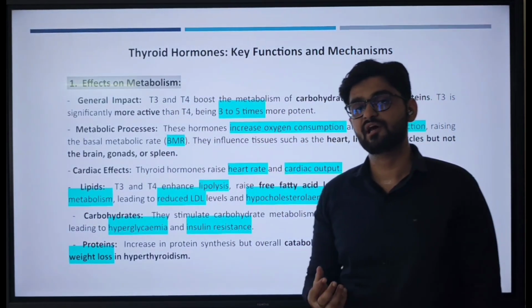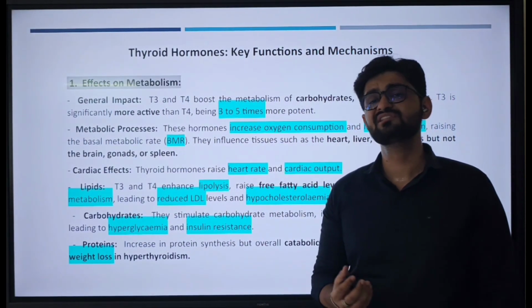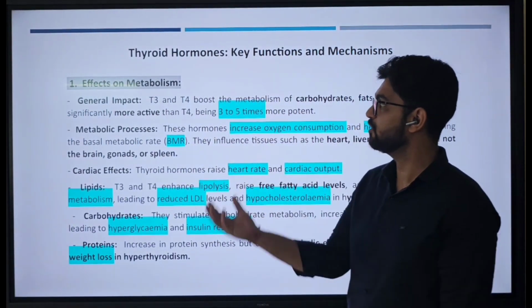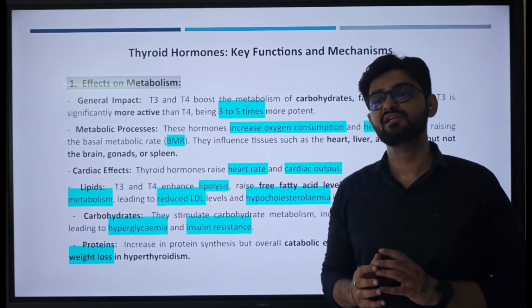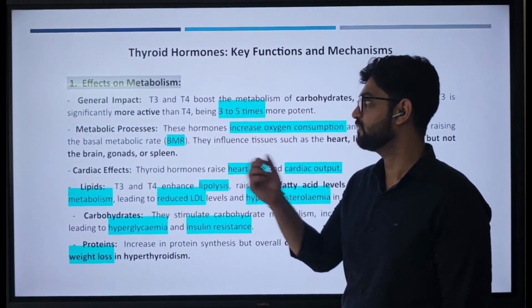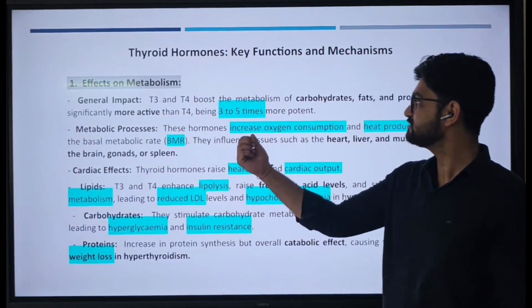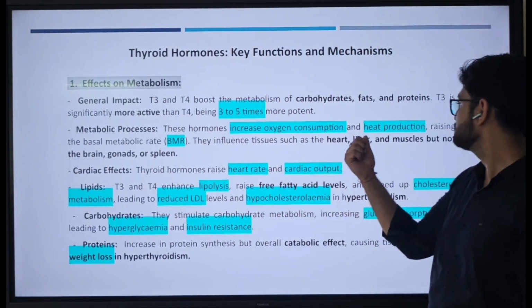Next are the actions of the thyroid hormone. The thyroid hormones are associated with metabolism, growth, and development. When talking about metabolism, T3 and T4 are immediately associated with the metabolism, that is the basic metabolic rate. So what they do is increase the oxygen consumption as well as the heat production.